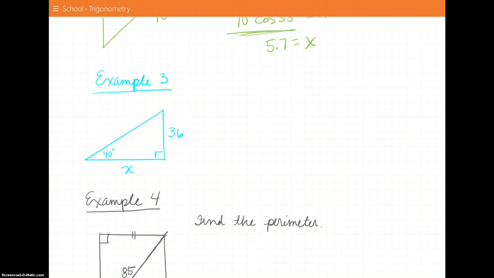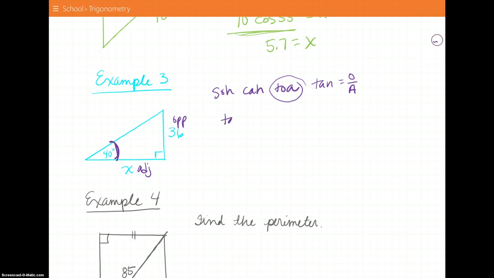All right, example 3. We did a sine, we did a cosine. If you were a betting person, wouldn't you say that this one's probably the one that's going to use tangent? Let's see why. If I'm thinking about this 40-degree angle, the x is the side touching it. The 36 is the leg away from it. So I have adjacent and I have opposite. So that's why this one is going to be tangent, because tangent is opposite over adjacent.